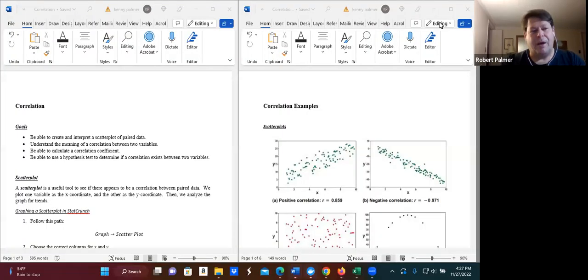Hello, everyone. Welcome back. Today, we're going to learn about correlation. Our goals are to be able to create and interpret a scatter plot of data, which will actually help us with correlation first. You may have heard of a scatter plot before.